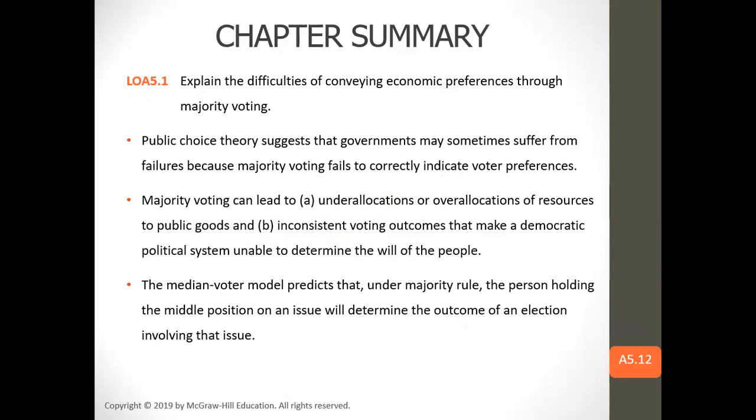So, explain the difficulties of conveying economic preferences through majority voting. Public choice theory suggests that governments may sometimes suffer from failures because majority voting fails to correctly indicate voter preferences. There might be not enough resources or too many resources. That's why the median voter model shows that the person with the middle position on the issue will most likely win.